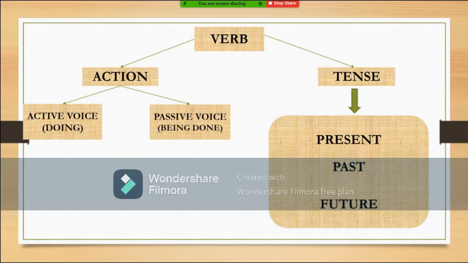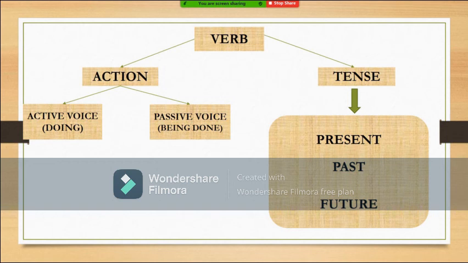Verb has to satisfy two conditions, action and tense. How many types of actions are there? There are only two types of action. Doing an action is active voice. Being done is passive voice. In the tense, we have three broad categories: present, past and future. These three categories have four subdivisions. That means each type of category has four subdivisions in it.